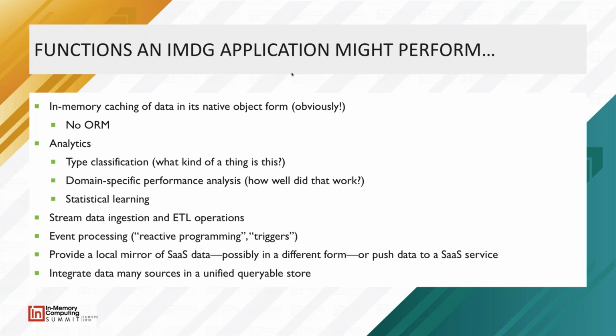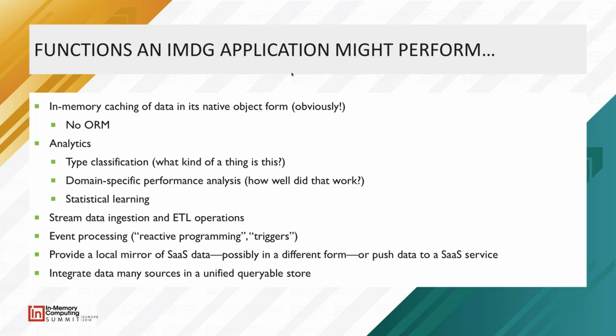However, there's another huge advantage. And I'll step back and say there are kind of two kinds of in-memory products out there. There are in-memory databases like TimesTen and SAP HANA. Then there are in-memory data grids like GridGain, Hazelcast, etc. In-memory data grids store objects in memory in their native object form.